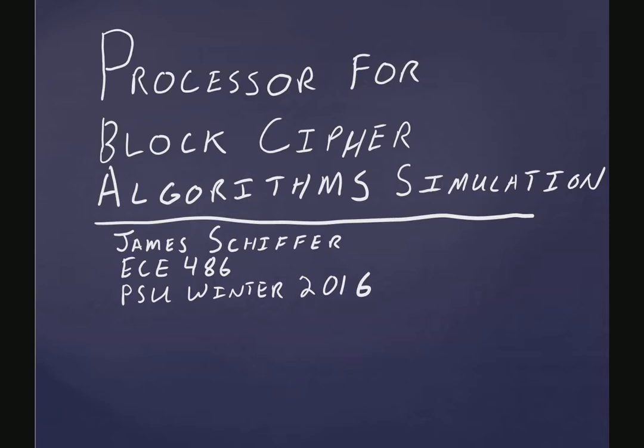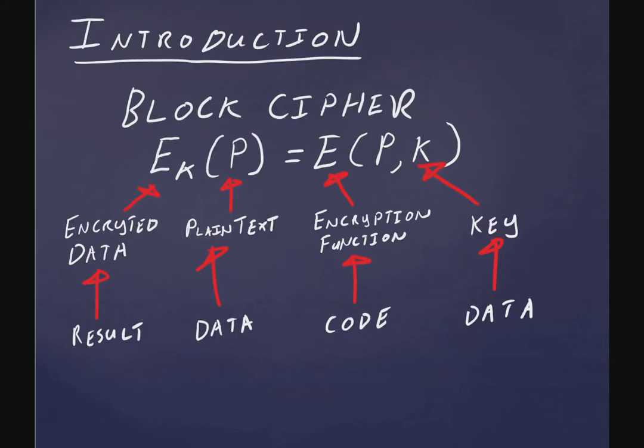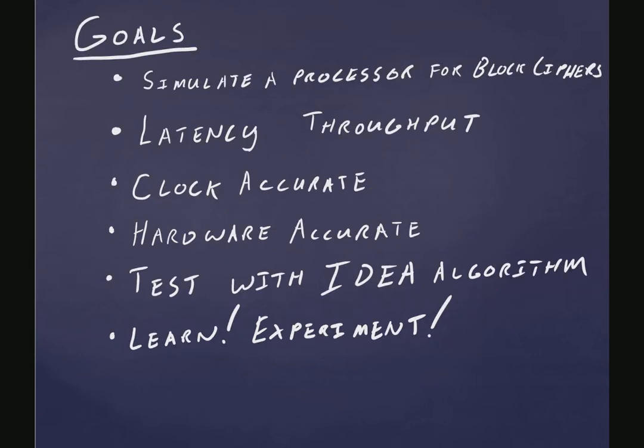Hello, my name is James Schiffer, and today I'm going to be presenting my simulation of a processor optimized for block cipher algorithms. This is basically what a block cipher algorithm looks like at its most basic level. Our processor is going to be taking in the key and the plaintext as data that it uses an encryption function as ASM code to operate on, and outputs the encrypted data as the result.